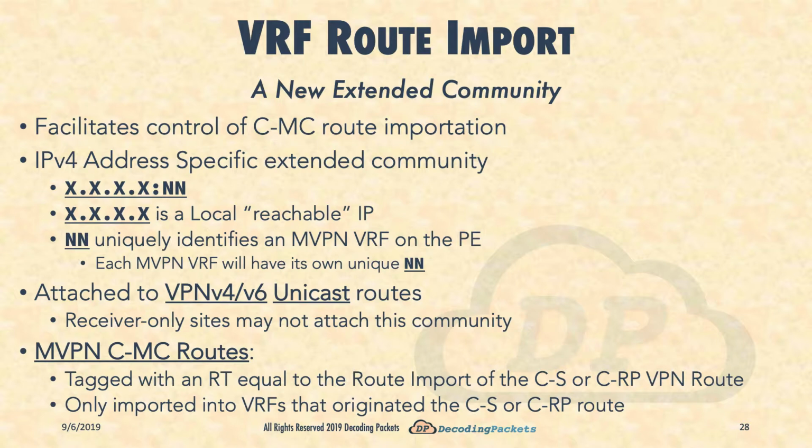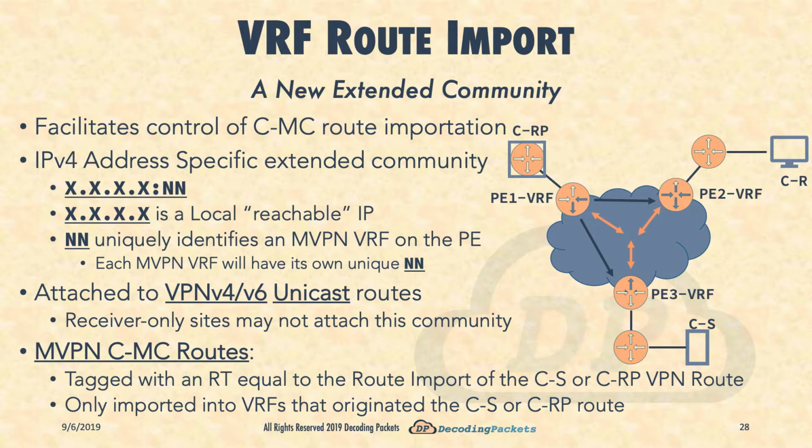Far from it. Imagine our two previous scenarios for a second. The problem, you might say, is that there is no filtering mechanism at the sites that do not require the C-Multicast routes. PE3 had no use for the shared tree route, and vice versa, PE1 had no use for any CS-rooted source tree routes. So it is the route import community then that provides that filtering mechanism.